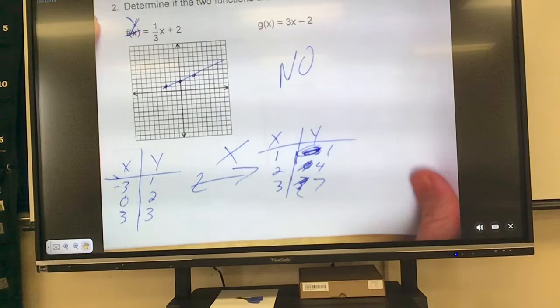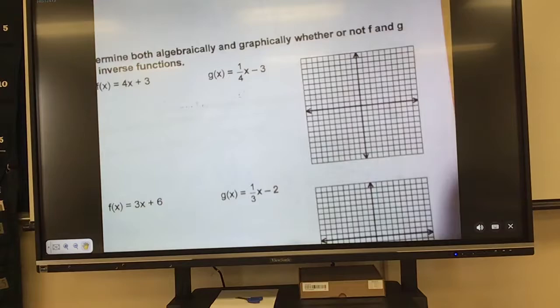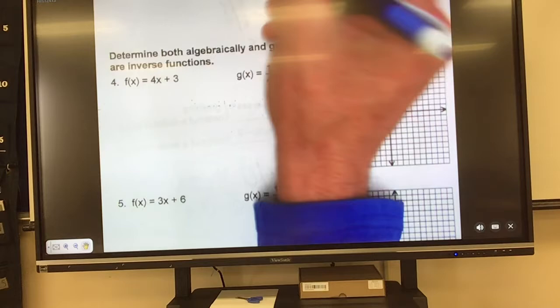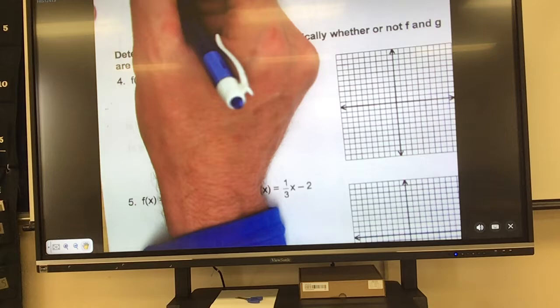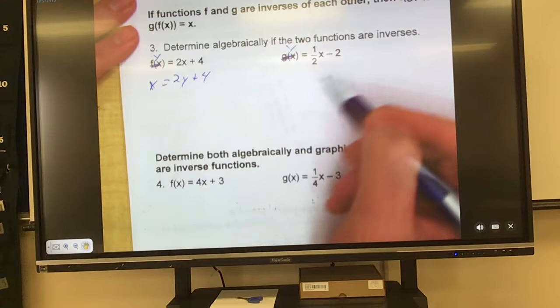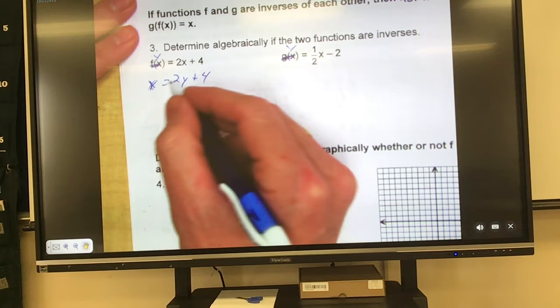Okay, you could do these the same way, do a table, but let's do it algebraically. It said determine algebraically, so let's do it algebraically. Remember, this is y. So if I switch my x and y, I want it to come out to this. So I scratched that off, made it y. After I switched my x and y, I made it x equals 2y plus 4.